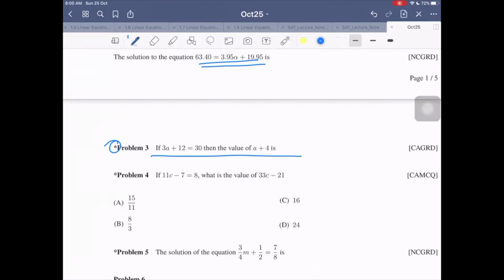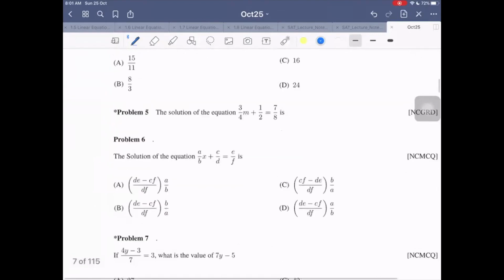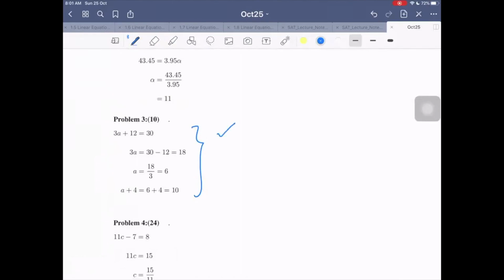Fine, right? If 3A plus 12 is equal to 30, what is the value of A plus 4? That is the question. I guess you have done it this way. You have first found out A, then found out A plus 4. Is this how you've done it? What about others? Olivia, Robin, Anjali. Is this how you have done it?